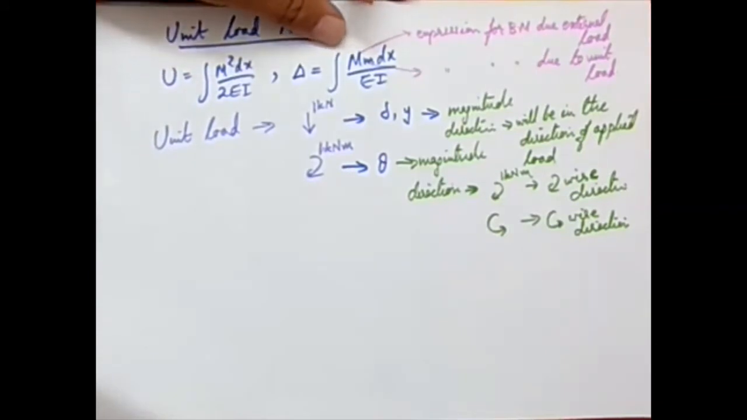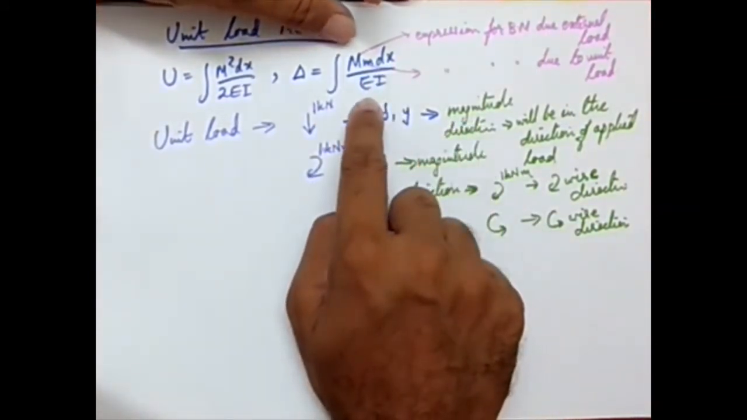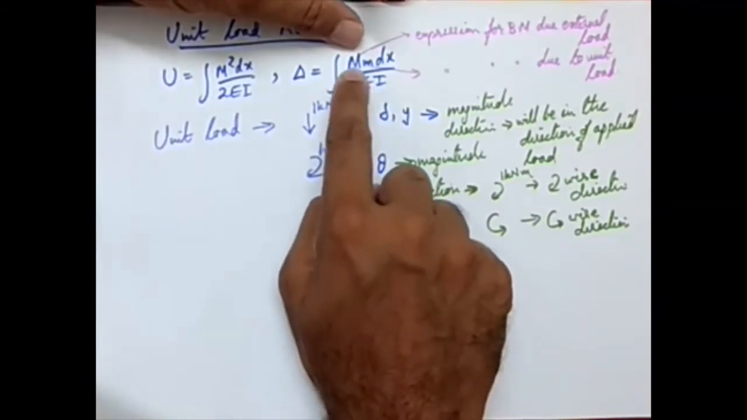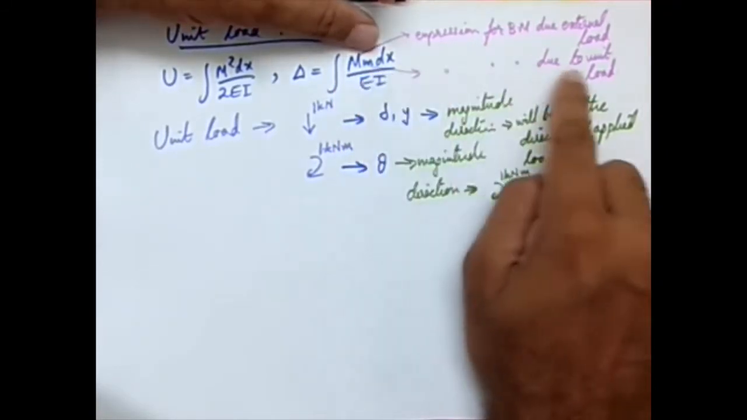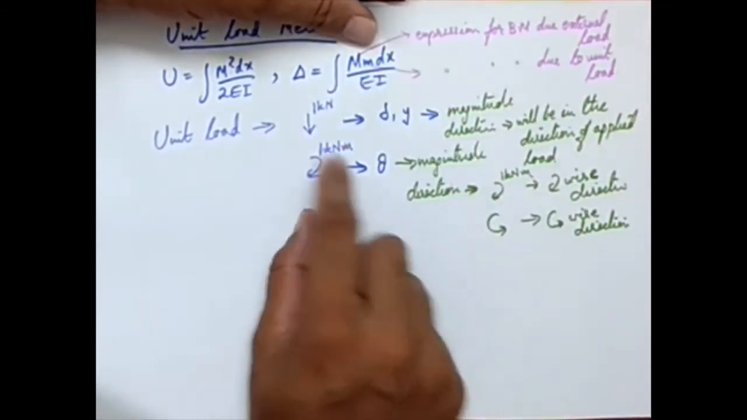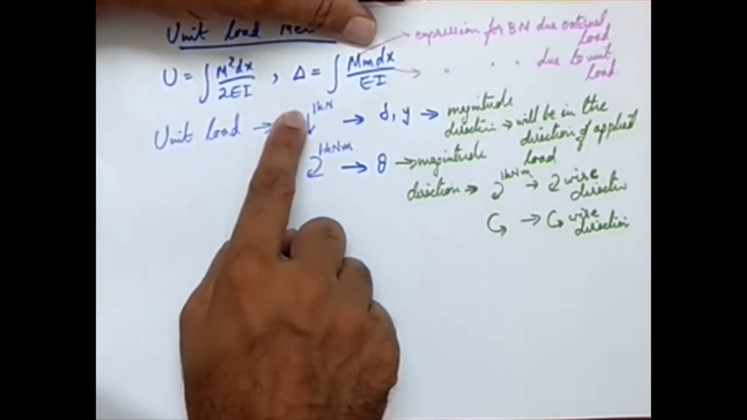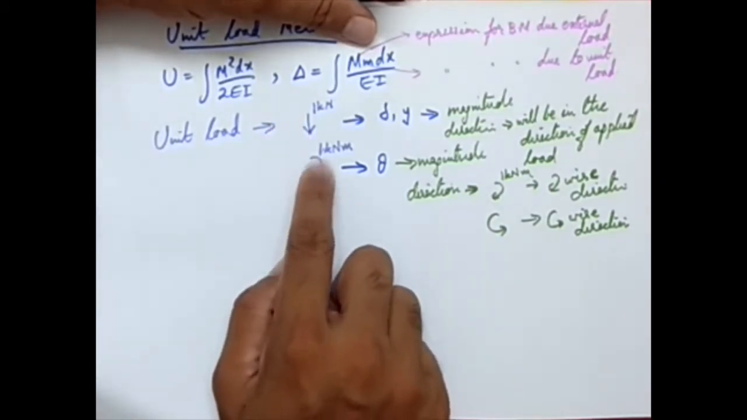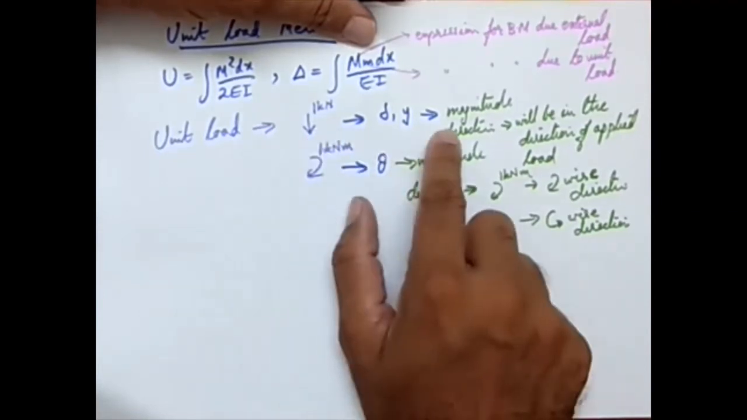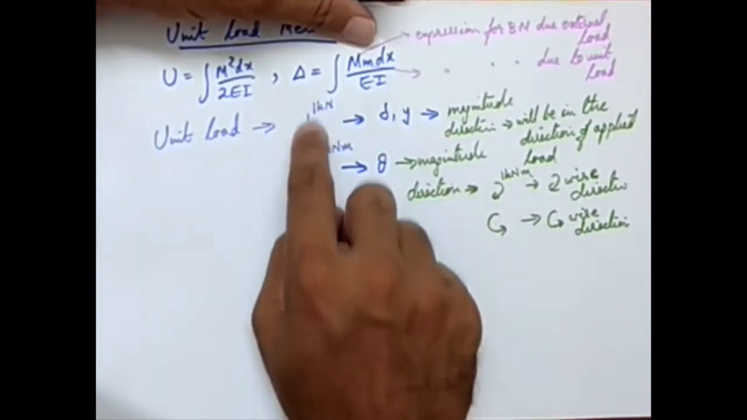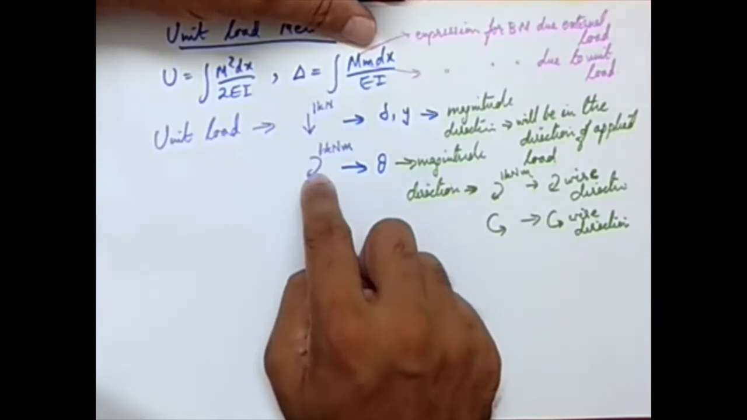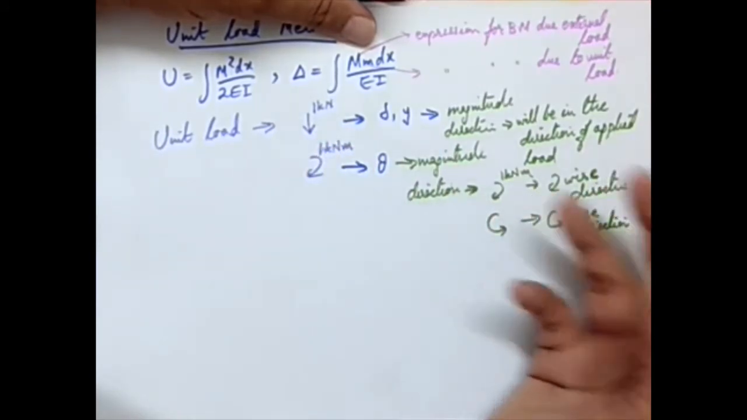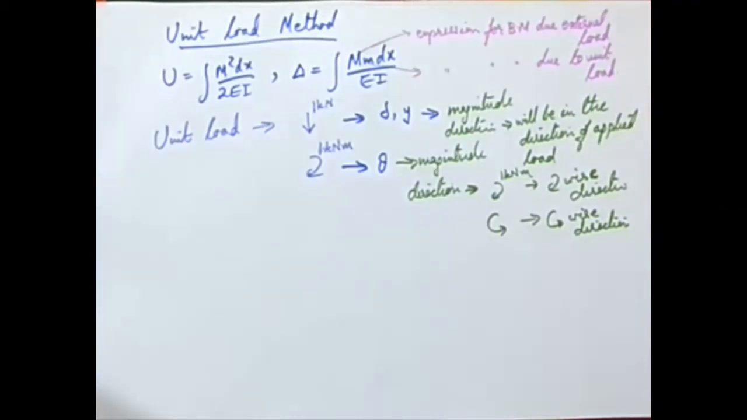So the expression we already have is delta equal to integral M m dx by EI. EI is the flexural rigidity. Capital M is the bending moment expression due to external load. Small m is due to the unit load, and the unit loads are classified like this. You can either apply a force having 1 kilonewton magnitude, or a moment having 1 kilonewton meter. If you apply a force, you get a vertical deflection. If you apply a moment, you get the rotation. And the direction of application of the load decides the direction of the result obtained. So this is the basic introduction you need before using the unit load method.